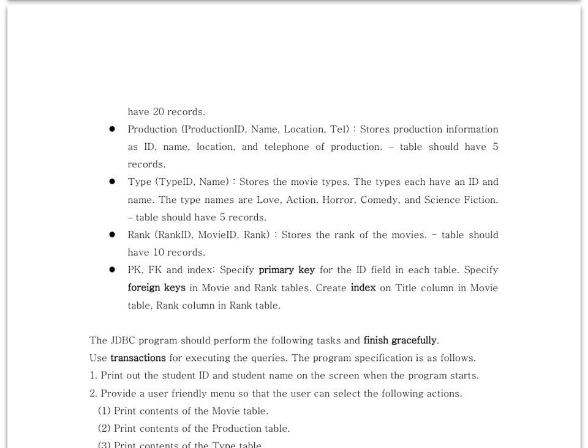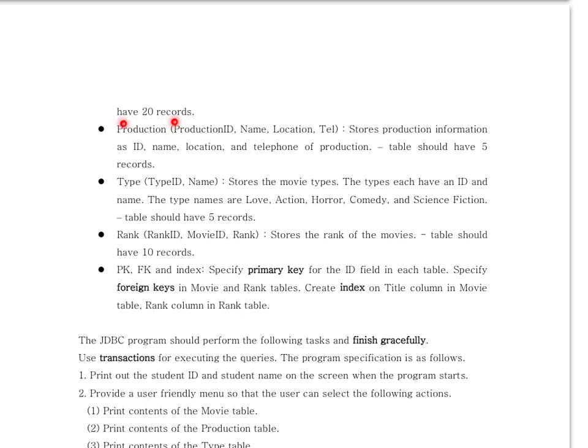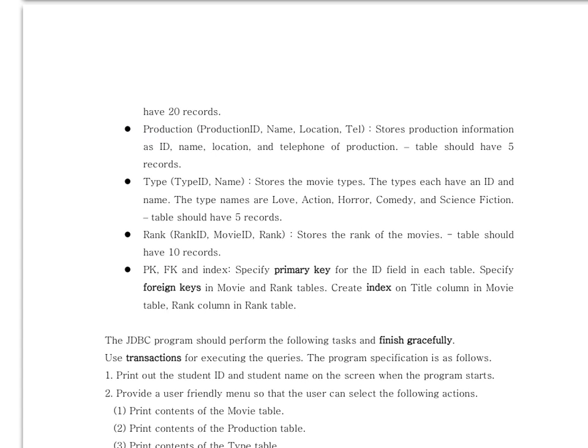Now this table should have 20 records. So you should create 20 records for the movie table, and there's a production table which is information about the production, movie production. They have production ID, name, and location, and telephone. So information about the columns are here, and you should create about 5 records for the production table.